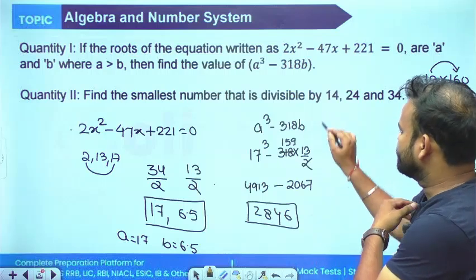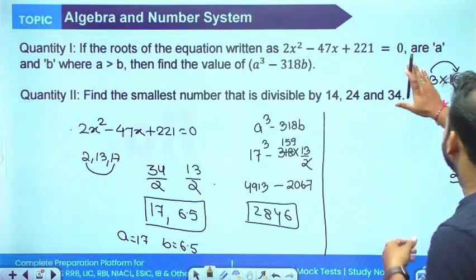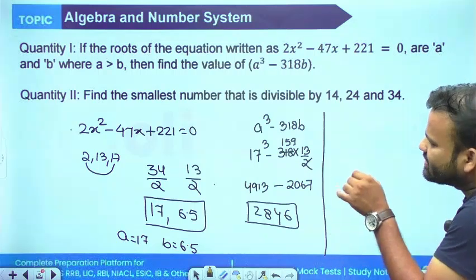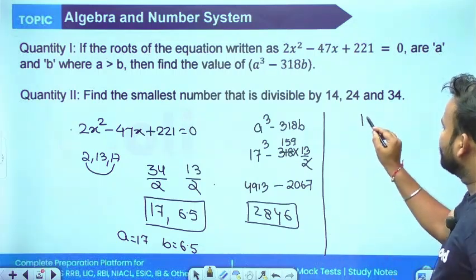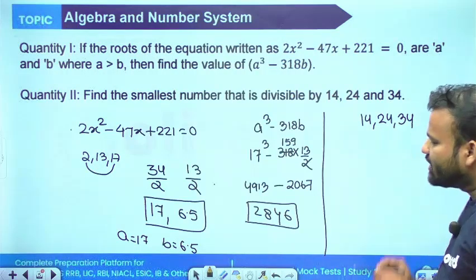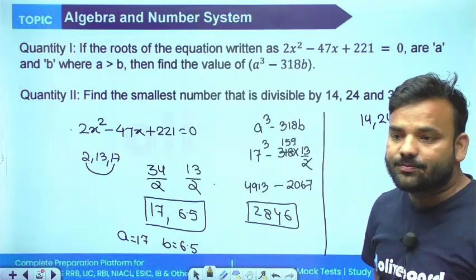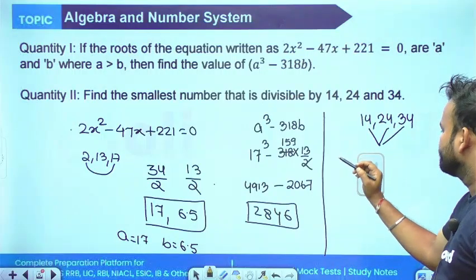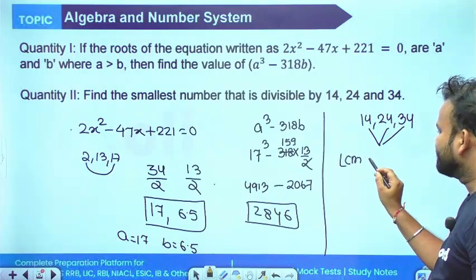So this is 2846. And what is this? This is quantity 1. Find the smallest number that is divisible by 14, 24, and 34. The smallest number divisible by these three numbers is the LCM. So you are asking for the LCM of these three numbers.